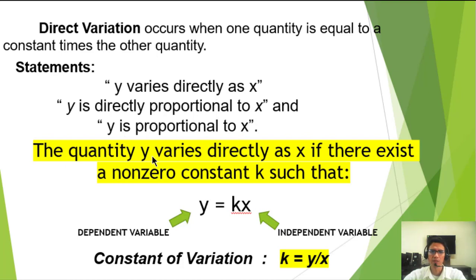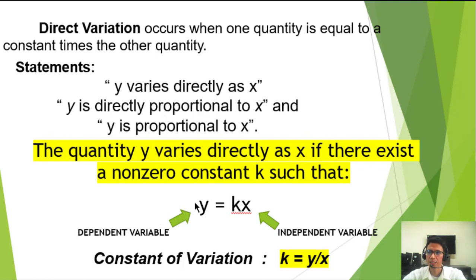The quantity y varies directly as x if there exists a non-zero constant k such that we translate this as y equals k, the constant of variation, times the independent variable x. So y is our dependent variable and x is our independent variable. The quantity that varies directly, or the quantity that depends on another quantity, is our dependent variable, and it is placed on the left side of the equation.